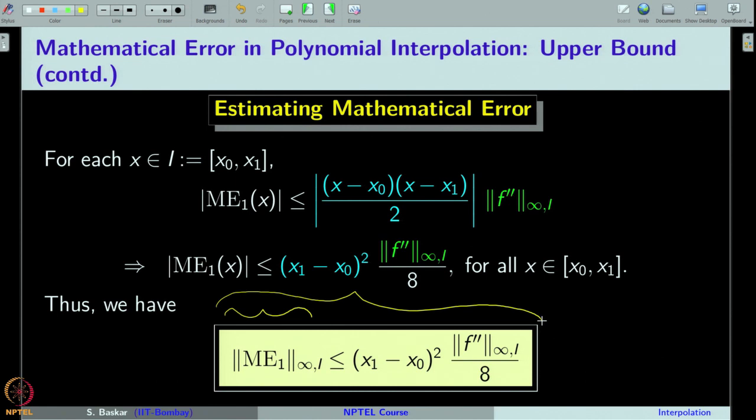What does it say? It says that whatever the mathematical error may be, we do not know that, but the worst case of the mathematical error, because we have taken the maximum of it, right? Therefore, that is the worst mathematical error that we will come across in the linear polynomial interpolation, and that will surely be less than or equal to this number. You can see that if f double dash is something known to us, or at least its maximum is known to us, then the right hand side is fully known to us, right? So, in that way we obtained an estimate for the mathematical error.